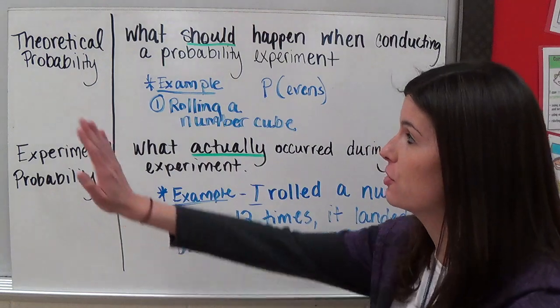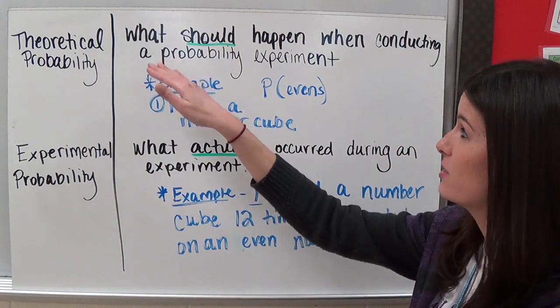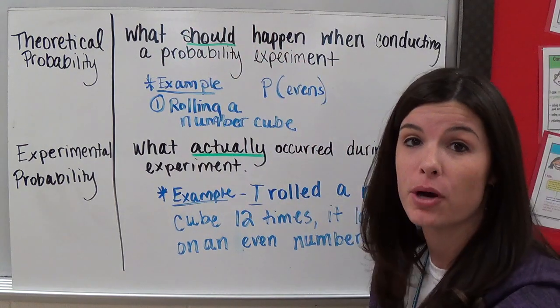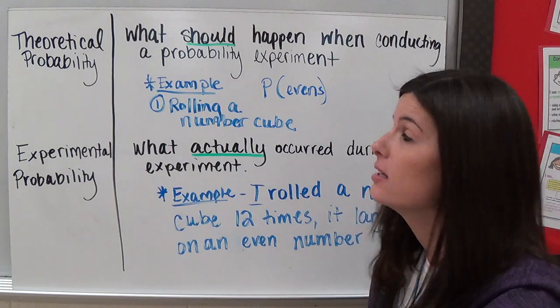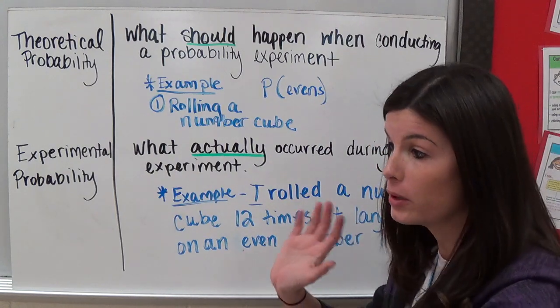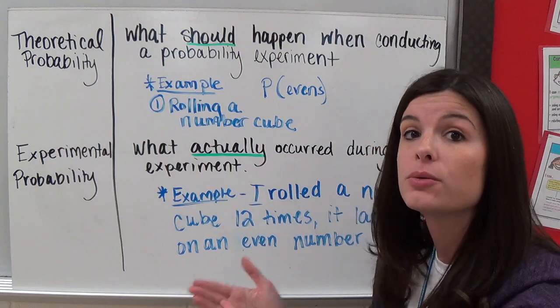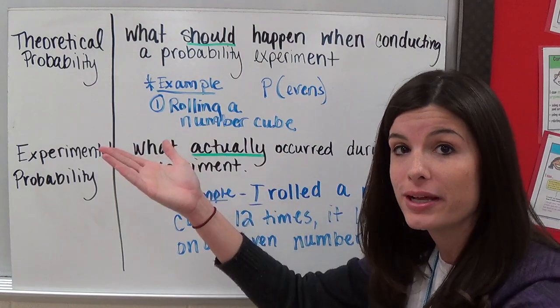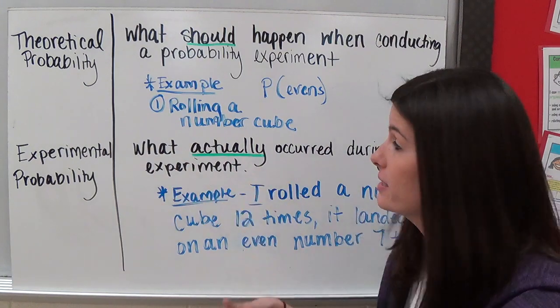Alright, so the first thing you should have written down in your notes is theoretical probability. And the definition of that is what should happen when conducting a probability experiment. And that's what we've talked about so far in class. When we are rolling a number cube, the probability of rolling a 5, remember we would find the favorable outcomes and put it over the total possible outcomes, which would be 1 over 6.